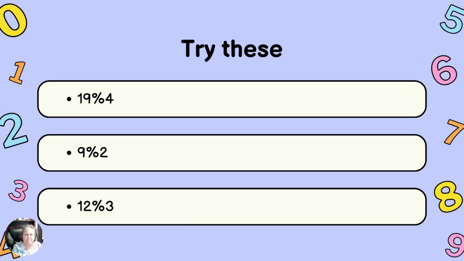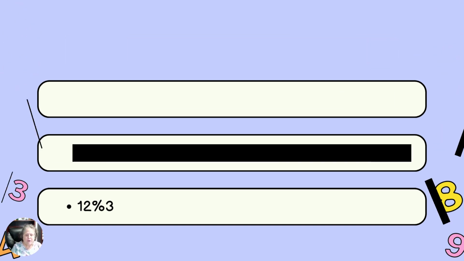So let's practice. First, look at the example. Divide 19 by 4. What is the remainder? Now try the second example. What is the remainder when you divide 9 by 2? And the third example, what is the remainder when you divide 12 by 3? Remember, it doesn't matter for the modulus how much you get when you divide, but rather how much is left over.